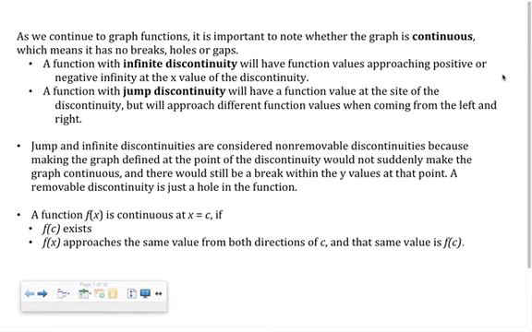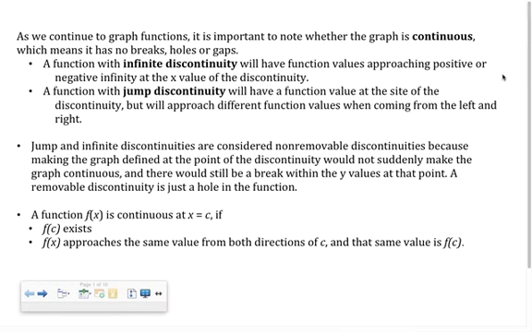So there's infinite discontinuities where it's either approaching positive infinity or negative infinity as it approaches the point of discontinuity, or there's a jump discontinuity where there is a value for the f of c, if you will, of where that point of continuity breaks. So there is a function value, but as I approach that value from the left and as I approach that value from the right, the values are two different things.